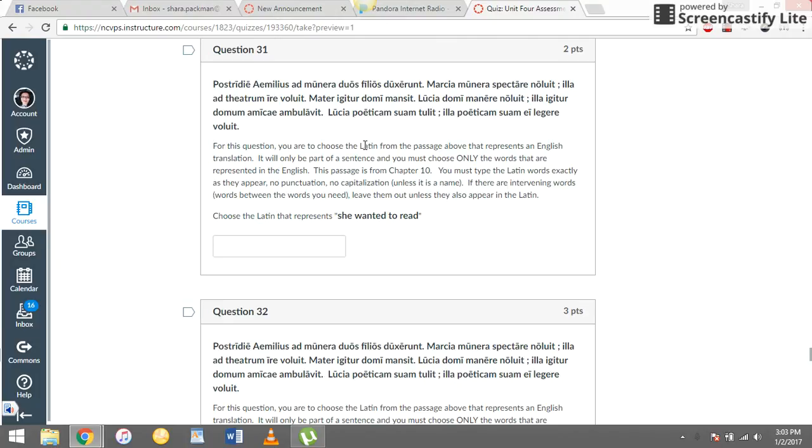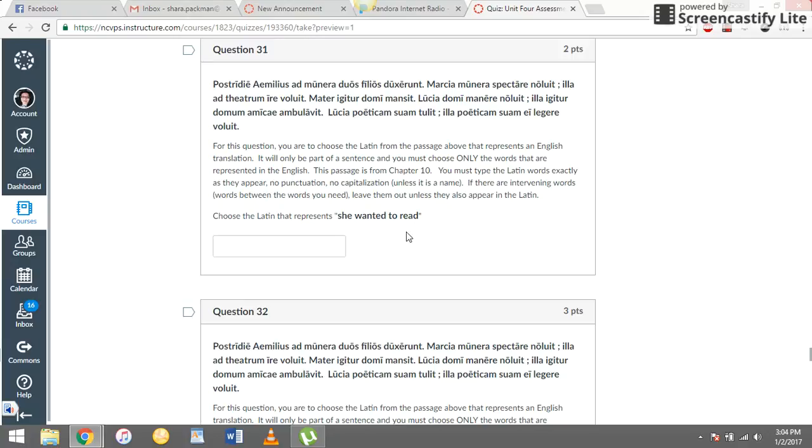For this question, you are to choose the Latin from the passage above that represents an English translation. It will only be part of a sentence, and you must choose only the words that are represented in the English. You must type the Latin words exactly as they appear, no punctuation, no capitalization unless it's a name. If there are intervening words, leave them out unless they appear in the Latin. So here we go with choose the Latin that represents she wanted to read.